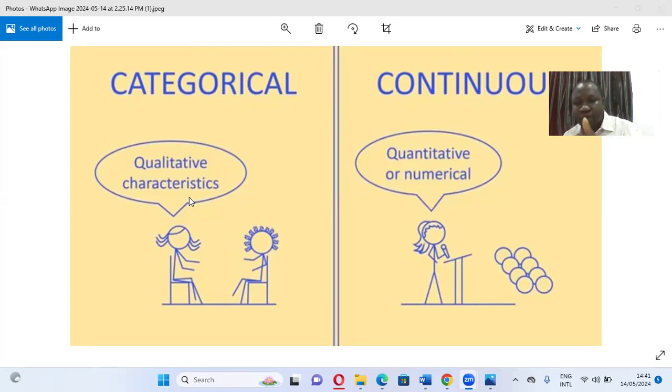Now, continuous data, the second one, is quantitative or numerical. Are you following? You have to understand the differences between the two before you can say you want to go on with analysis.